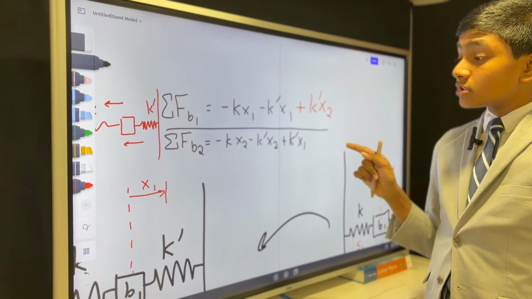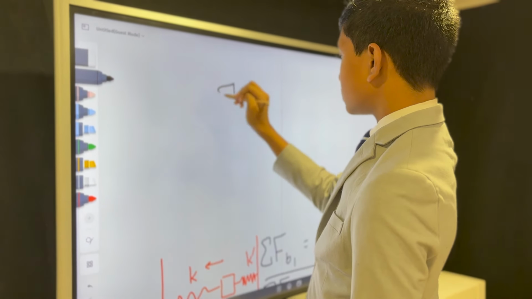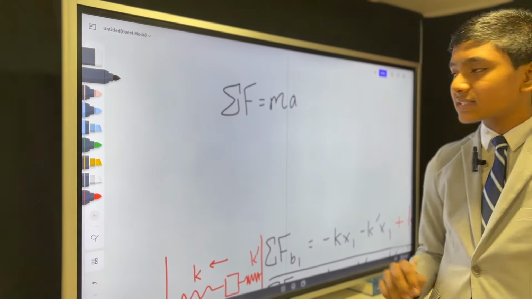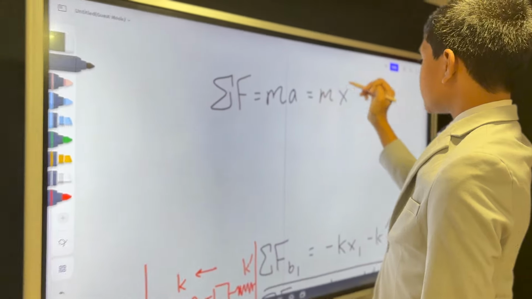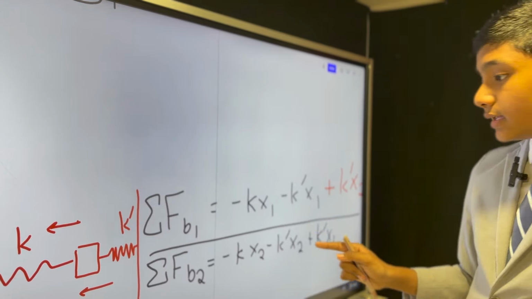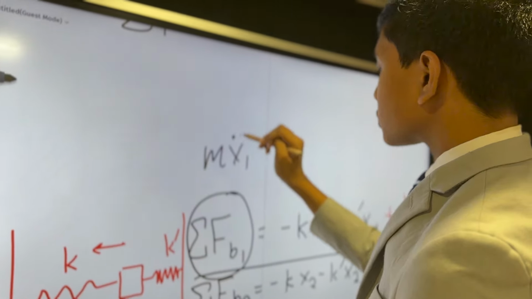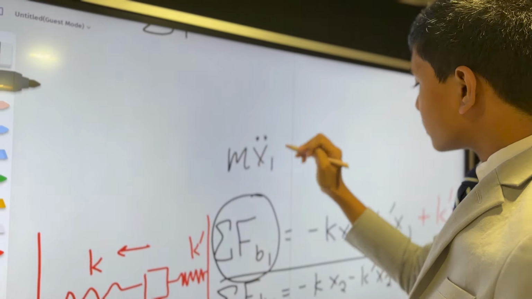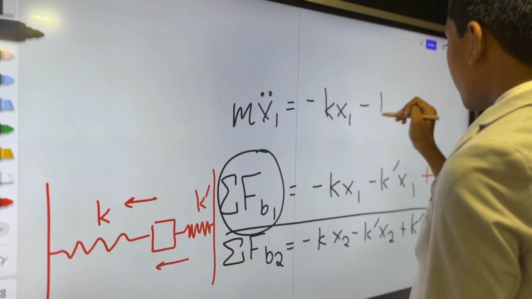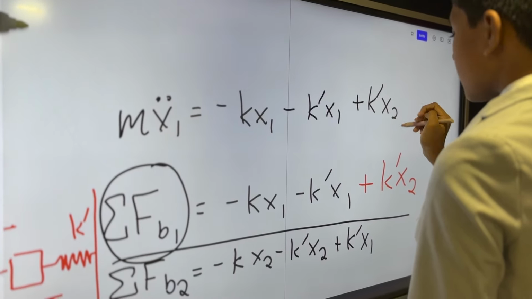But now, to get the solutions of this thing is a little bit complicated. We know by Newton's second law that the net force on an object is equal to the mass times the acceleration, or the mass times the second derivative of position. So let's consider that right here. This is equal to m x1 double dot, or the double derivative of x1 over time. So this is equal to minus k x1 minus k prime x1 plus k prime x2.